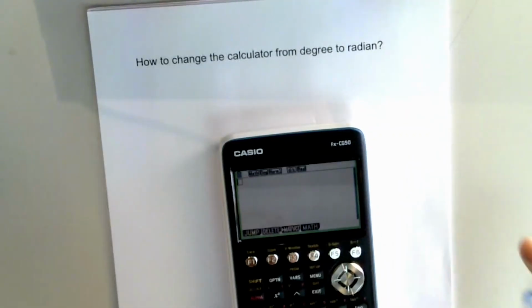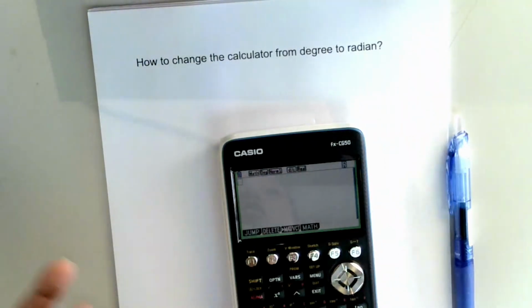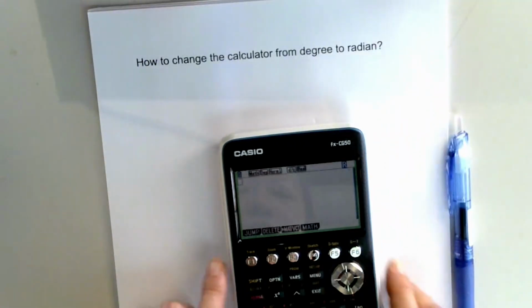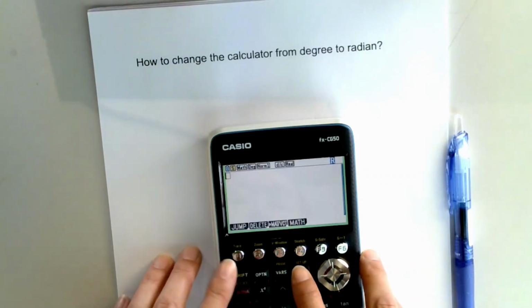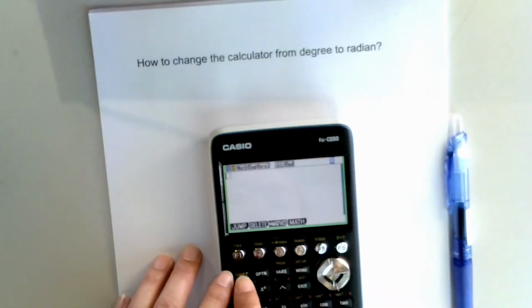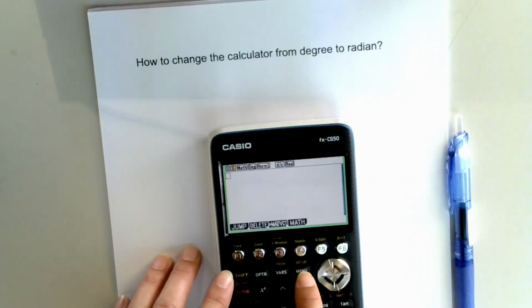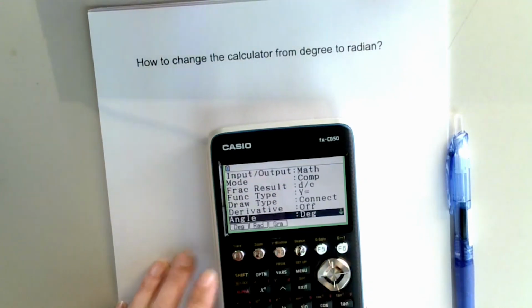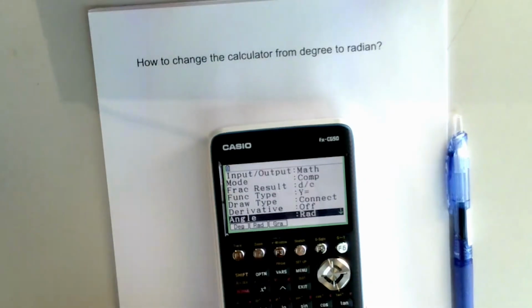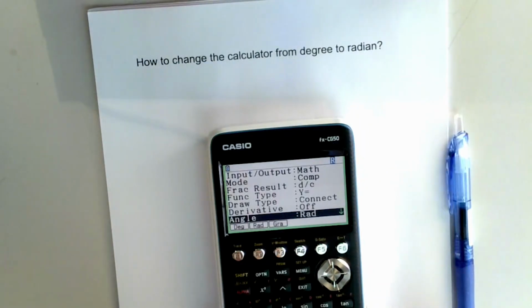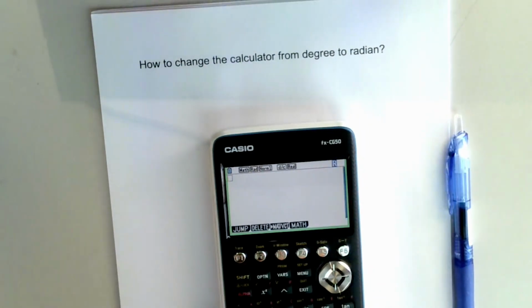So this is in degree mode, and when you lend your calculator to your friend, make sure you set it back to the radian or degree when you need to change. So shift, setup, switch menu, you get to setup, and then you change the degree and radian there. After you change that, make sure you press EXE to enter the command.